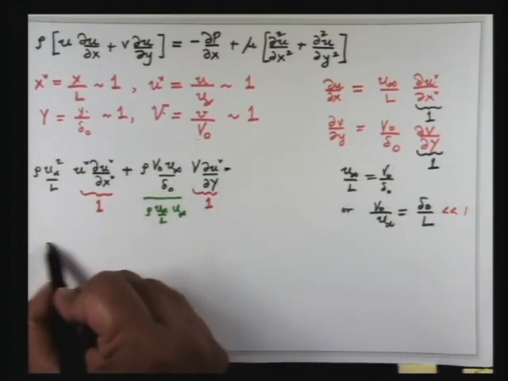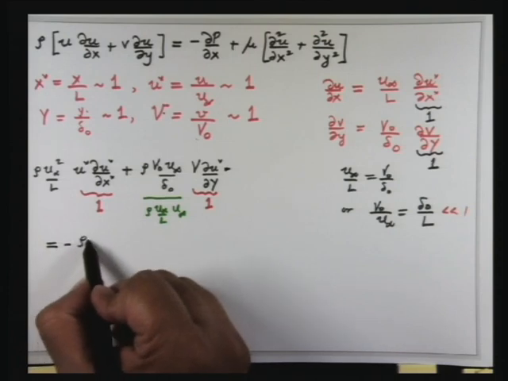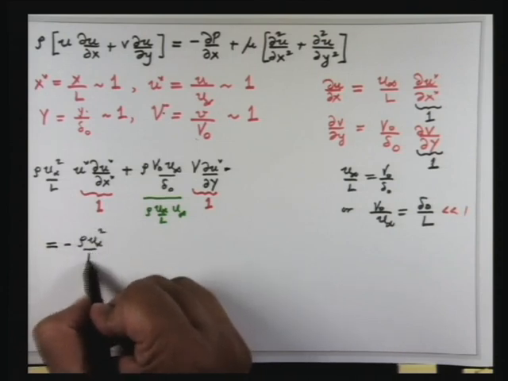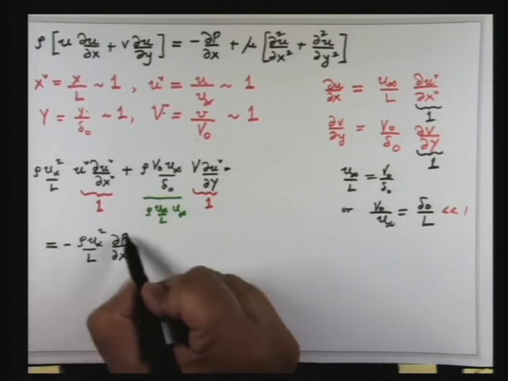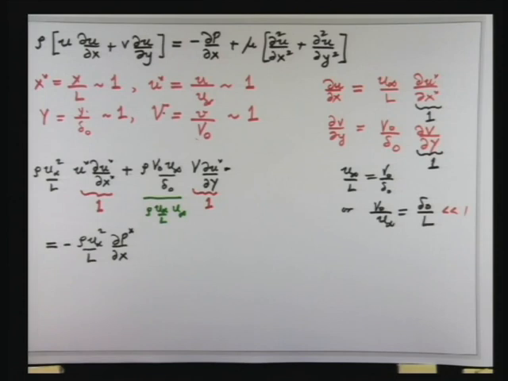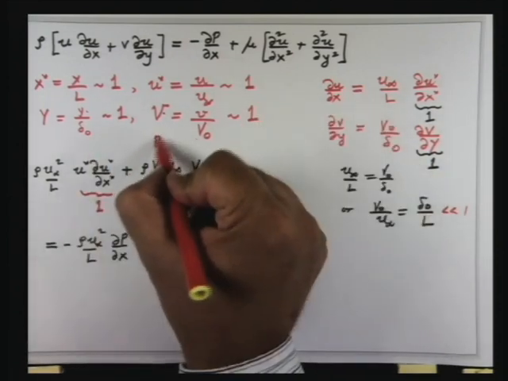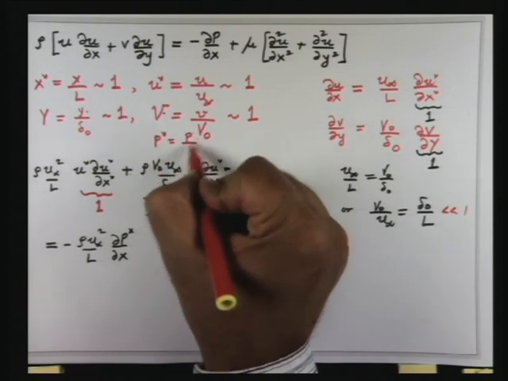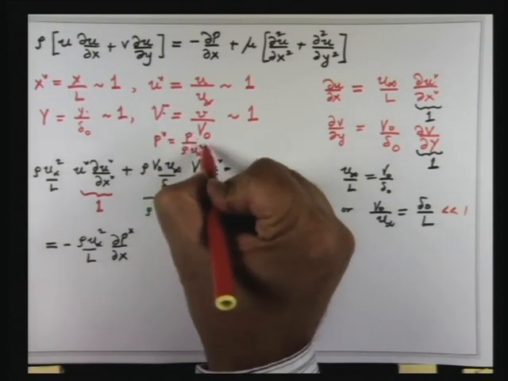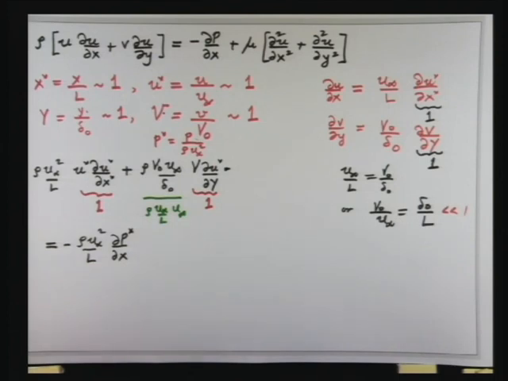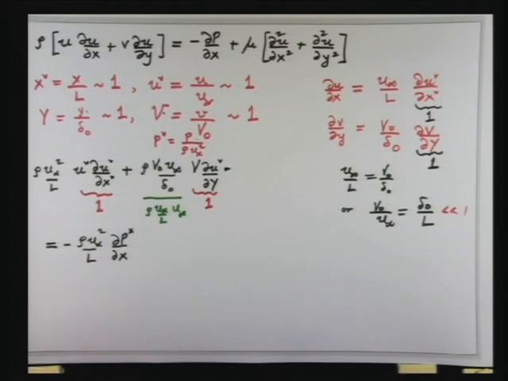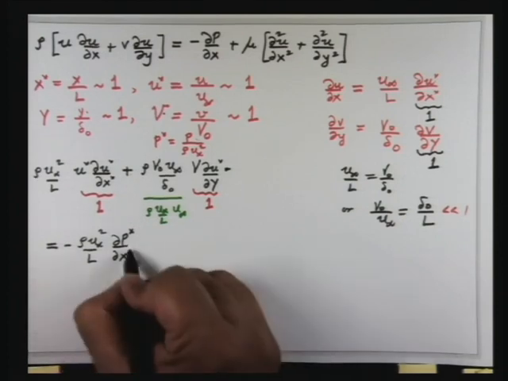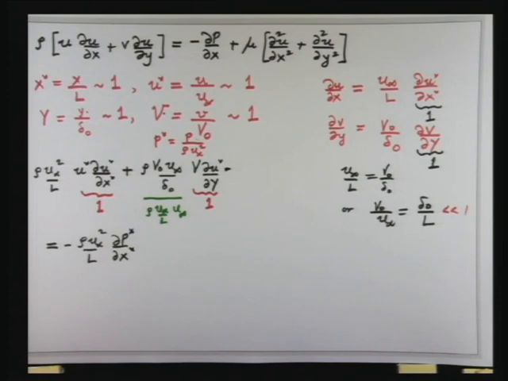I'll write it below here, minus rho U infinity squared by L, del of P star del X. Okay. Now P star I forgot to define over here. P star we are defining as P by rho U infinity squared. And from Bernoulli's equation you expect this to be order 1. And this is your X star. So this is also order 1.